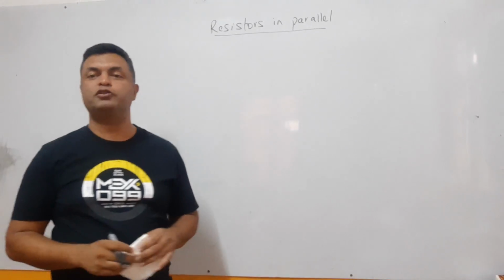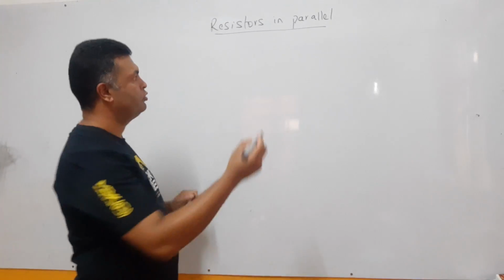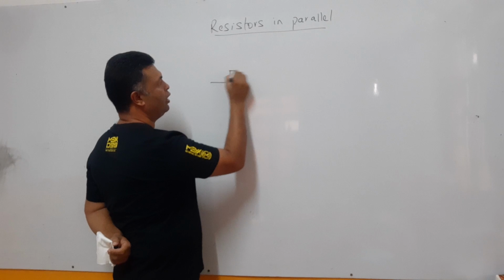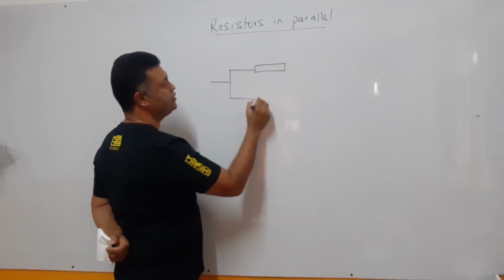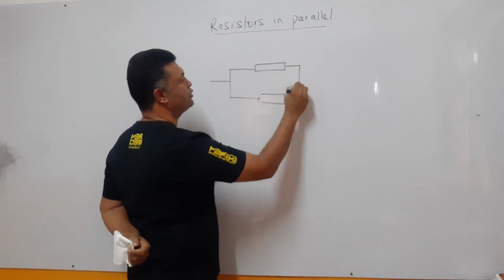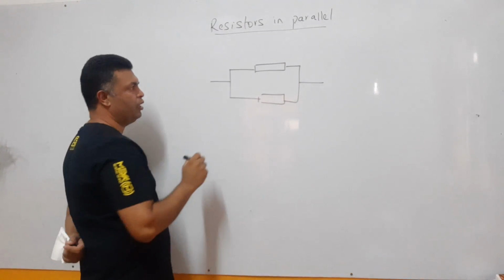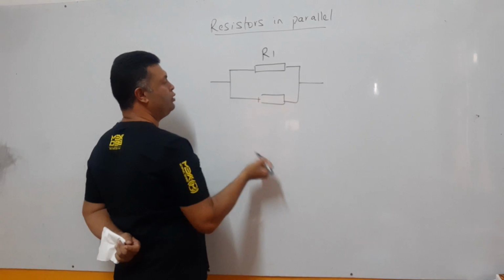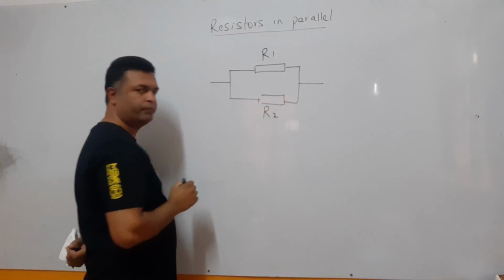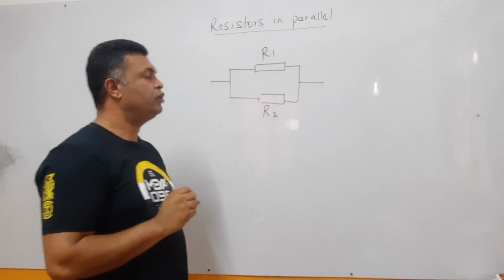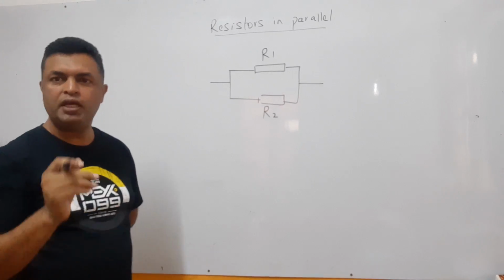Now we take resistors in parallel. The parallel arrangement can be something like this. I have two resistors connected in parallel. This, for example, is R1. This one is R2. Here, the equation is different compared to in series.